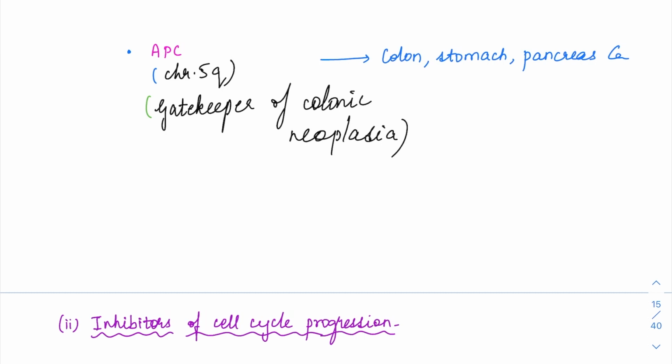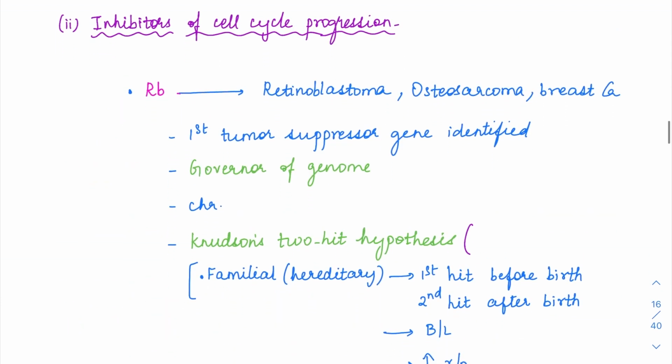So either through familial adenomatous polyposis, this gene is mutated, or in the normal sporadic colonic cancers also, this APC is mutated, leading to beta-catenin pathway dysregulation. So this is going to result mainly in colon cancer. Other than that, pancreatic cancers and stomach cancers can also result from this mutation. So this is called the gatekeeper of colonic neoplasia. So the first tumor suppressor gene is over.